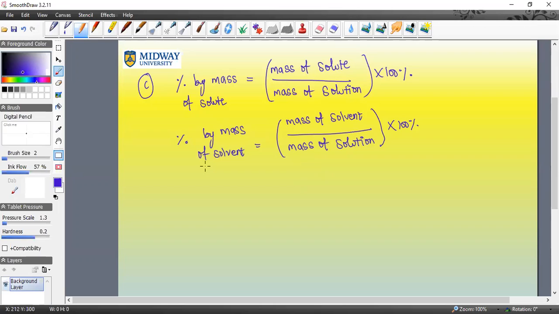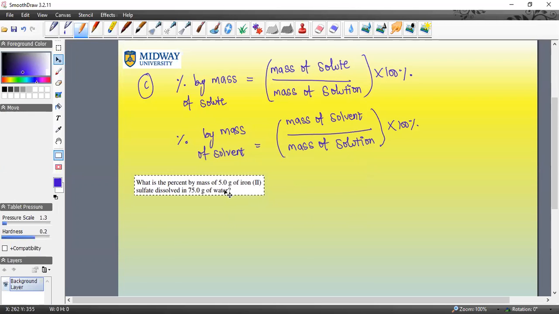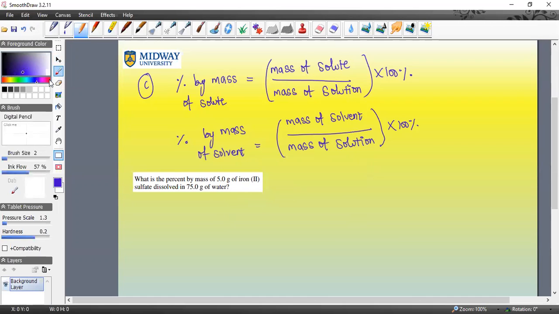And I think in chemistry, just like any other term, it will only make sense when we actually put it in the context of a problem, right? So here is the problem, okay? What is the percent by mass of 5 grams of iron 2 sulfate dissolved in 75 grams of water? First, you gotta decode the problem and write it in a way that makes sense to you.